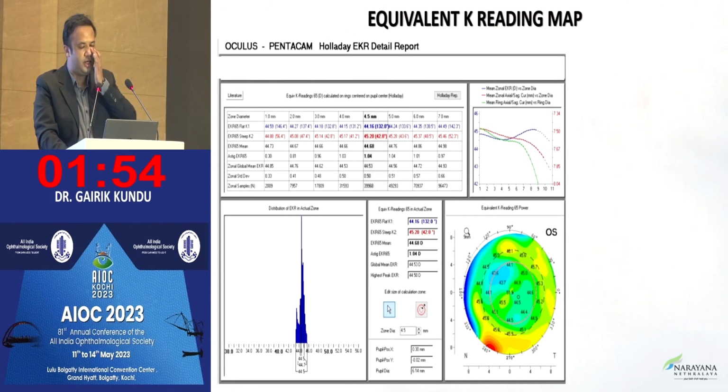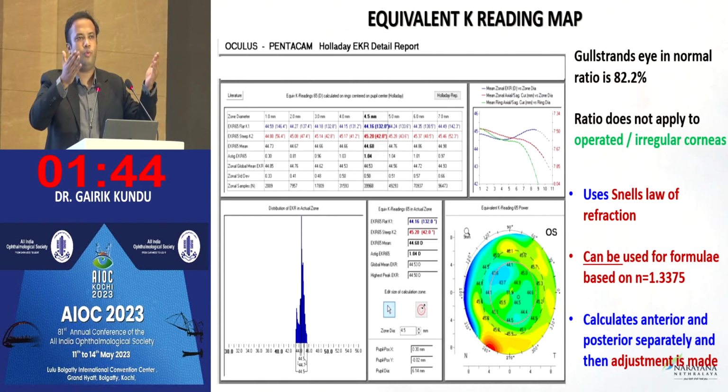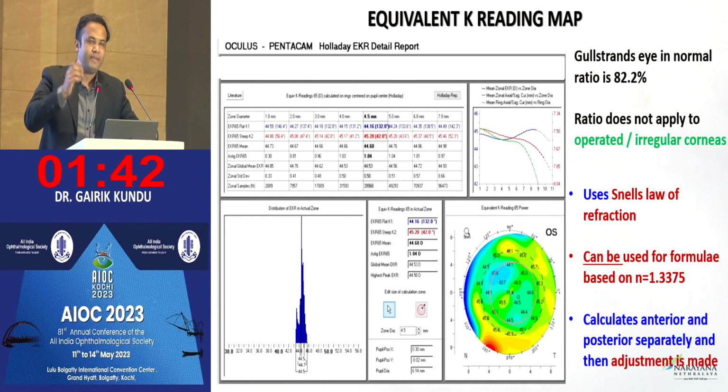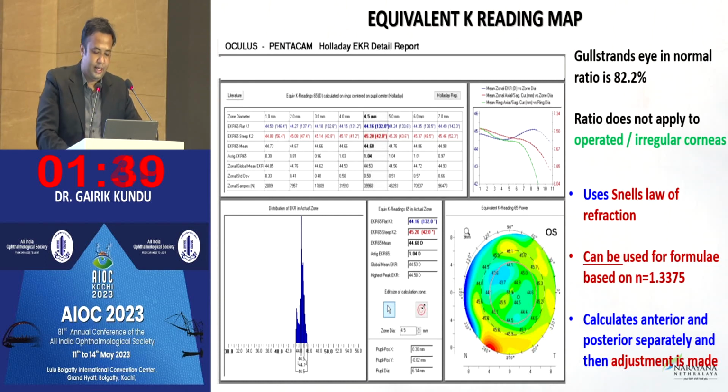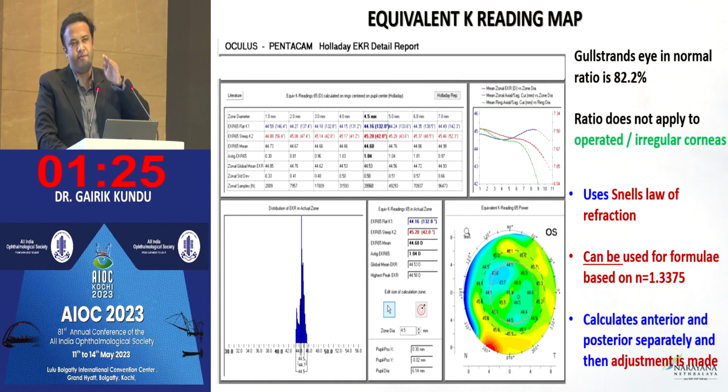EKR is a wonderful option. I was speaking about EKR options which are seen on the Pentacam. The equivalent K-reading map gives you the range of the dioptric distribution of the keratometries over various zones: 1, 2, 3, 4.5, 6. What is also useful is that it could be used in formulas because it factors in the refractive index of 1.3375, and also it calculates an adjustment for both the anterior cornea as well as the posterior cornea. So that is something which is very important. So I spoke about those 4 effects: refractive index, refractive effect, anterior posterior, and the location of the principal meridia. Overall, EKR looks into it.